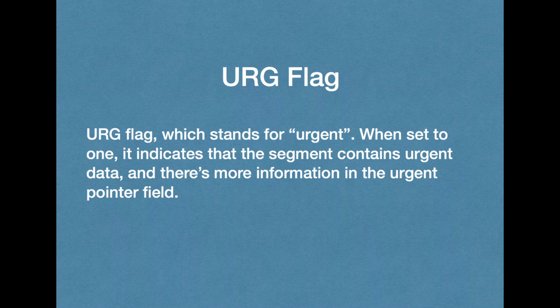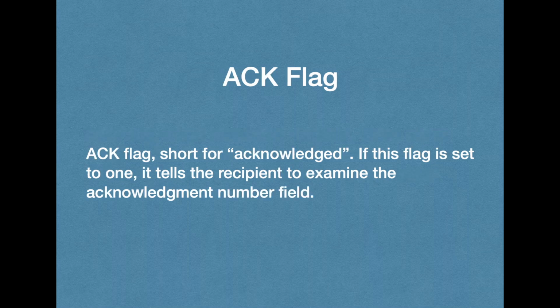When set to 1, it indicates that the segment contains urgent data, and there's more information in the urgent pointer field. This feature is not widely used in modern networking. Next up, we have the ACK flag, short for acknowledged. If this flag is set to 1, it tells the recipient to examine the acknowledgement number field.